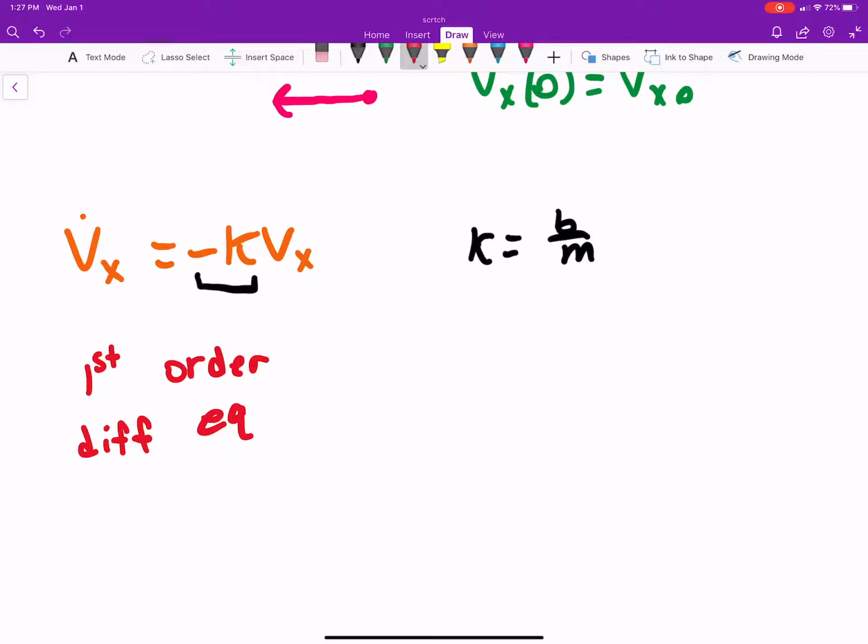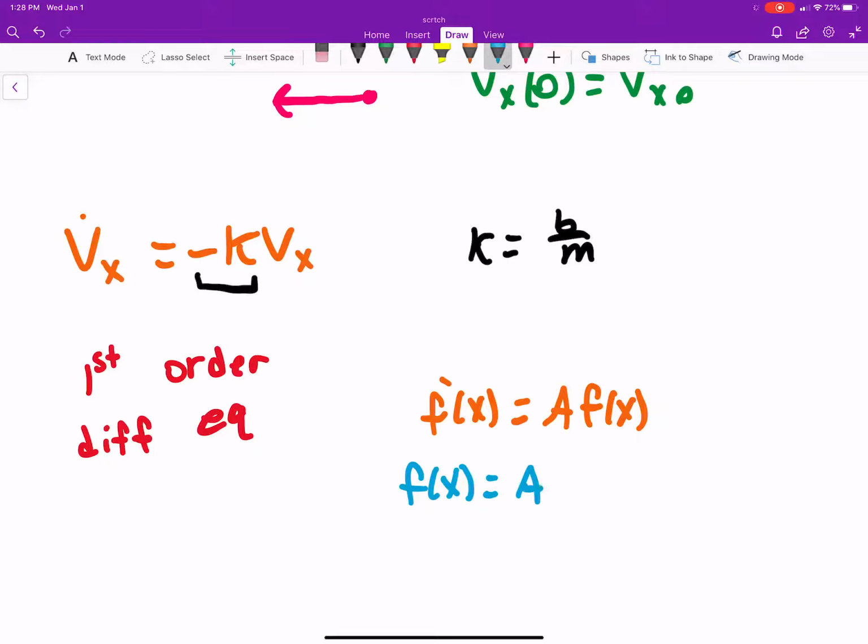Now, how do we solve this? There are different ways to solve differential equations, but in terms of this, the easiest way is to recognize that this is in the form f prime of x is equal to some constant times f of x. Okay? So the derivative of velocity is equal to a constant times velocity. Well, there's only one function we know of that if you take its derivative, you just get itself times potentially a constant. And that's where f of x is equal to a constant times e to the minus kt.